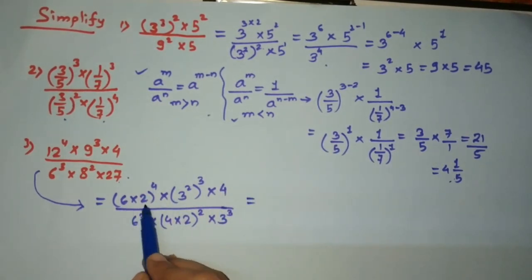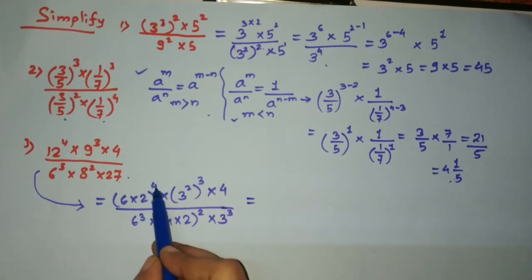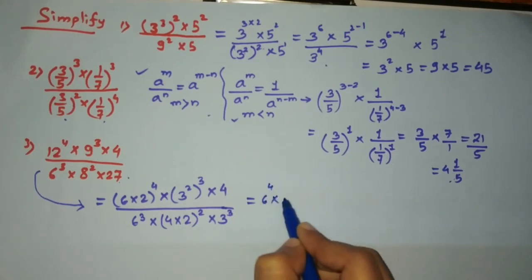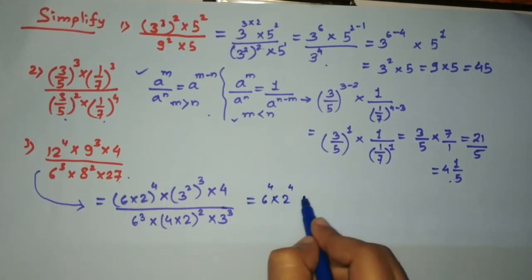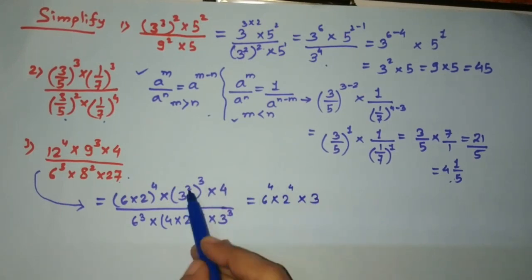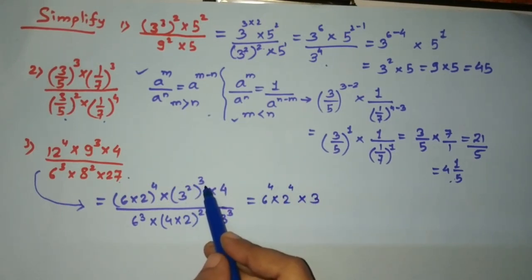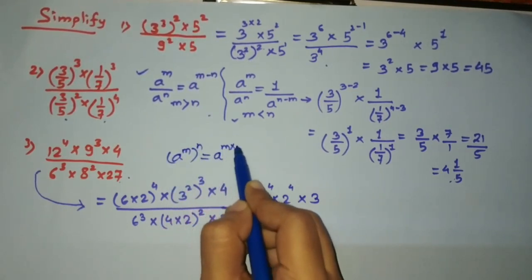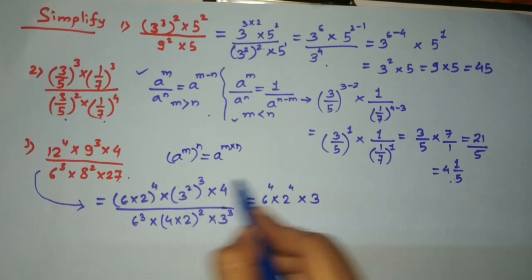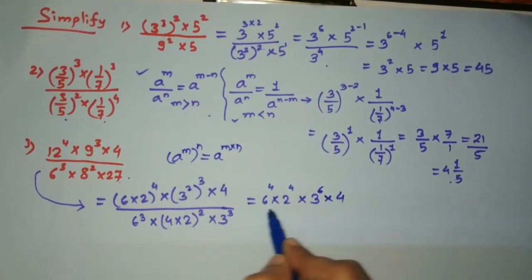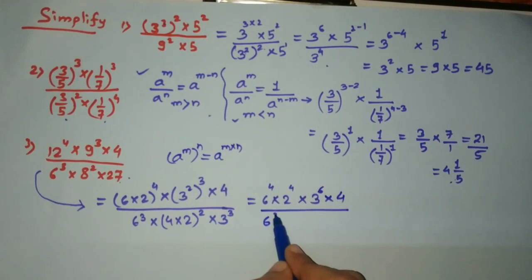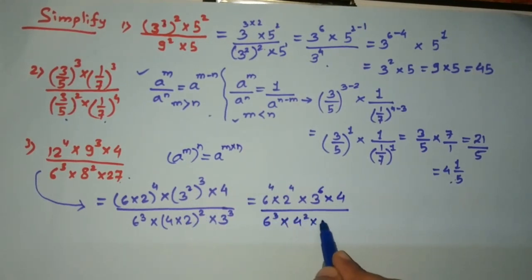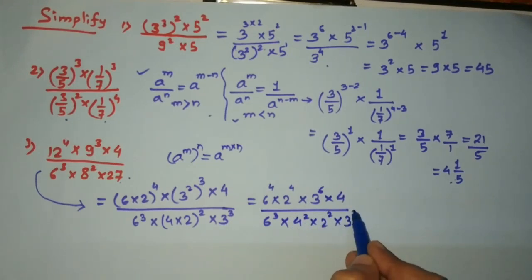So you can use here 6 into 2 to the power 4. So this 4 power will go with this 6 also and with this 2 also. So I'll distribute the power: 6 to the power 4 into 2 to the power 4. And here 3 to the power of power, I know what is power of power. A to the power m to the power n is nothing but a to the power m into n. So that is 3 2's are 6 I'll write, divided by 4. And here 6 cube. Again distribute this 2 power to both: 4 square into 2 square into 3's cube.